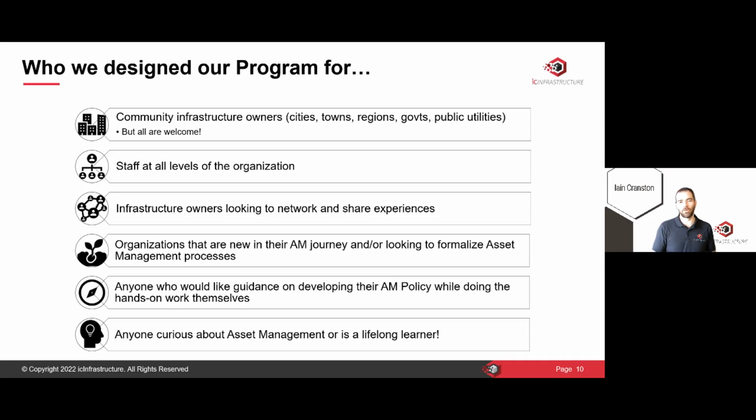So our programme is very much on this kind of DIY basis, getting hands-on yourself and pushing your own policy forward. And just anyone that wants to learn more about asset management. So welcome, glad to have you here. We'll get into all the details now.